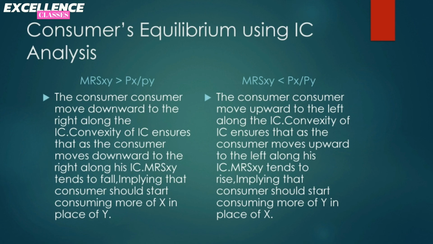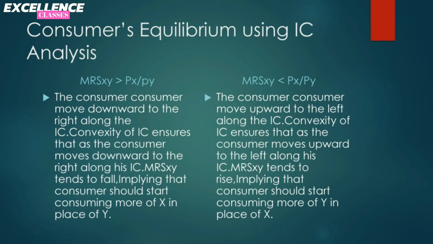On the other hand, if MRSxy is less than Px upon Py, the consumer should move upward to the left along the IC. Convexity of IC ensures that as the consumer moves upward to the left along the IC, MRSxy tends to rise, implying that consumer should start consuming more of good Y in place of good X to attain the consumer's equilibrium.